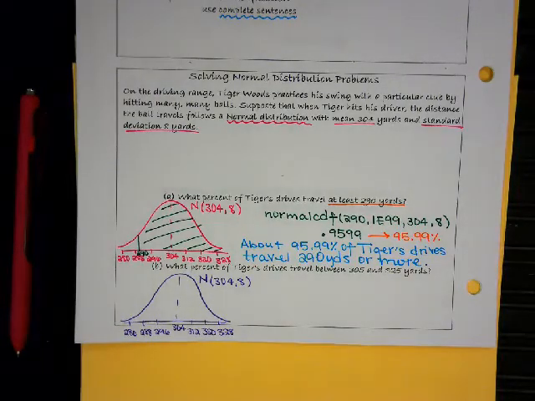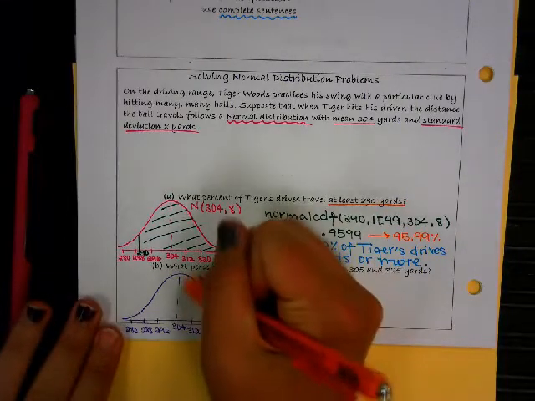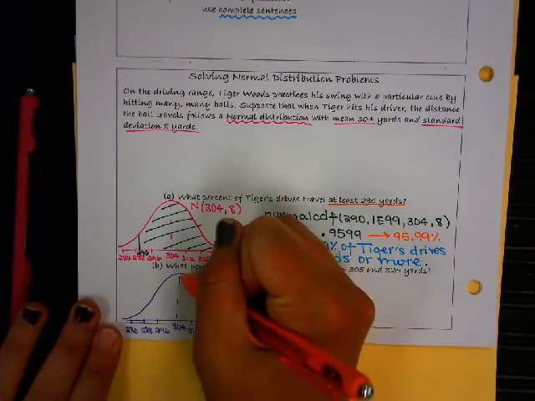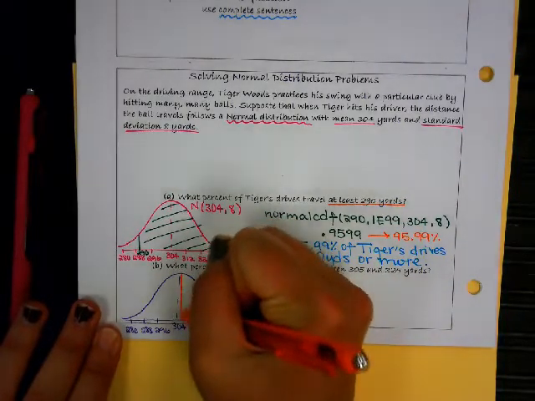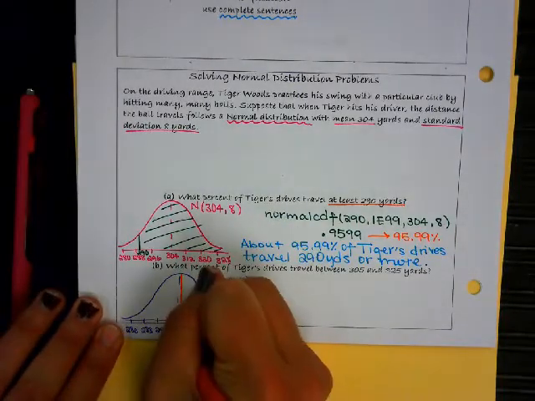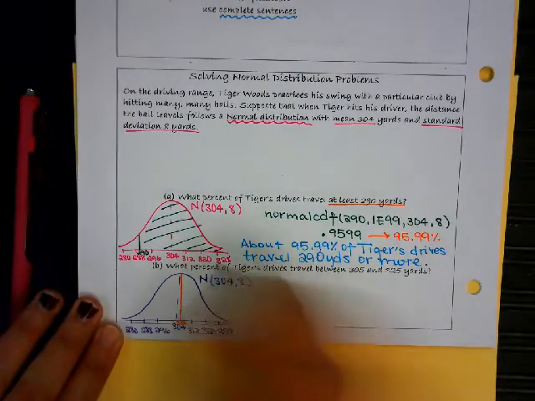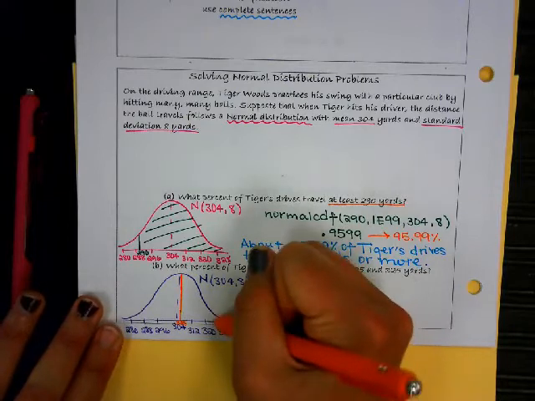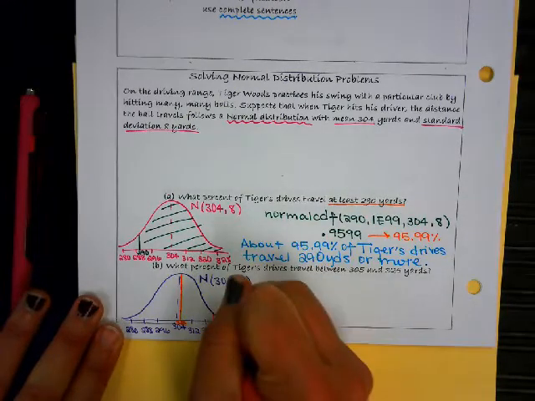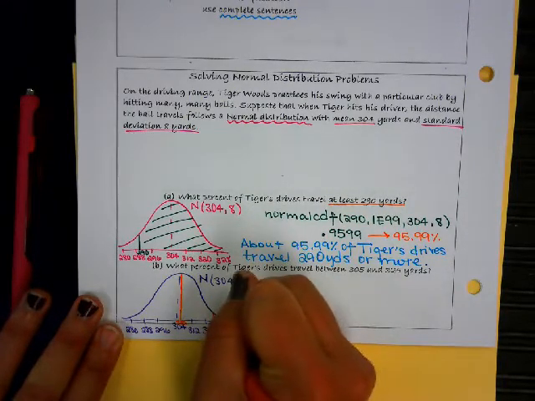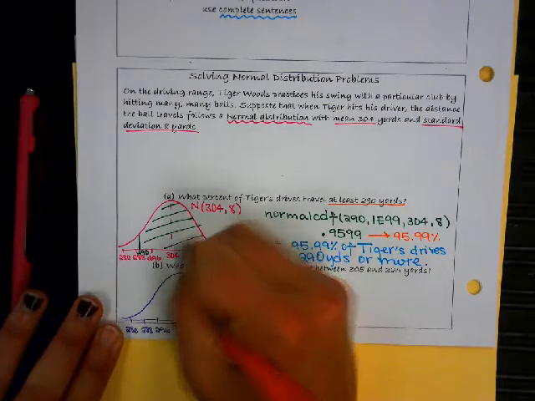And then we're looking at drives between 305 and 325. So 305 is slightly above the mean, and I'm going to label that 305. And then 325 is almost to that third standard deviation above. And we're looking at that area in between.